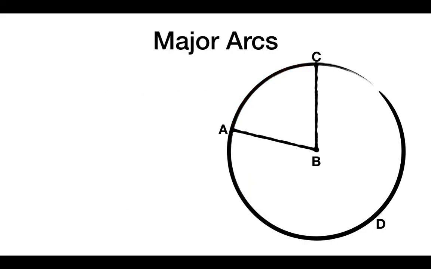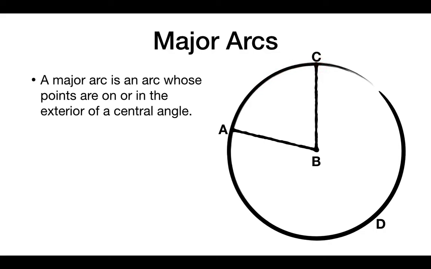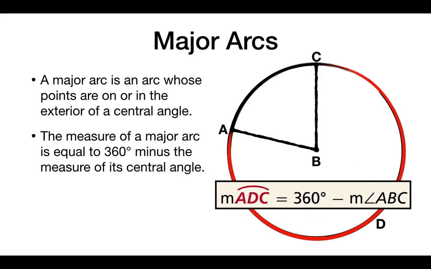So now let's talk about major arcs. The minor arc was the part between A and C. A major arc is an arc whose points are on or in the exterior of a central angle. So in this case, from A to C the other way. The measure of this arc is 360 minus the measure of the central angle. So for instance, if this was 30 degrees, this arc would be 330 degrees.